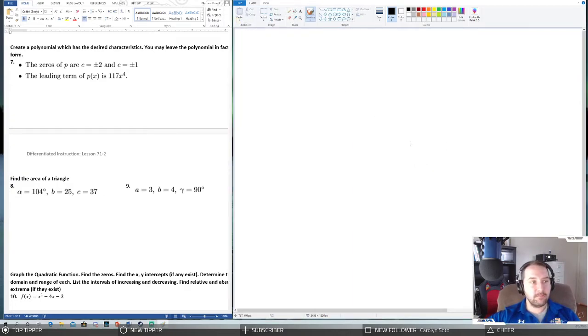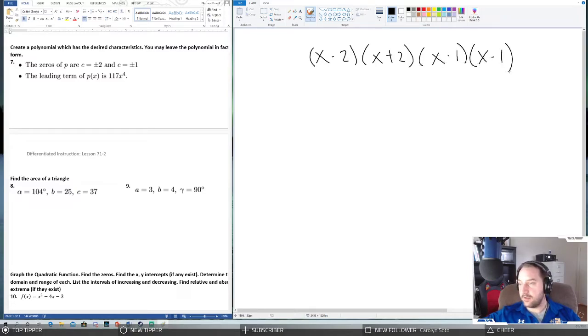Okay, on number 7, it says create a polynomial which has the desired characteristics. You may leave the polynomial in factored form. So it says the zeros of the polynomial. So I can immediately just write x minus my 0. There's +2. There's -2. There's +1 and -1.